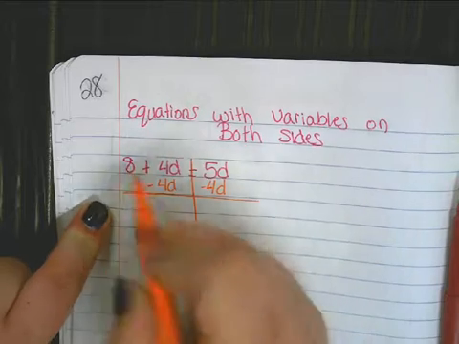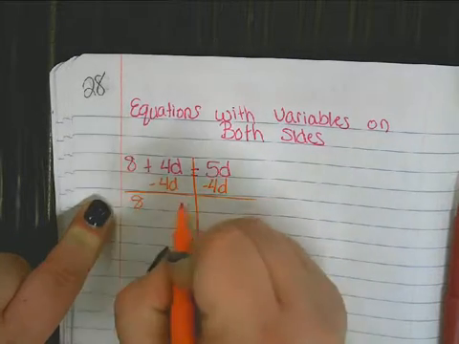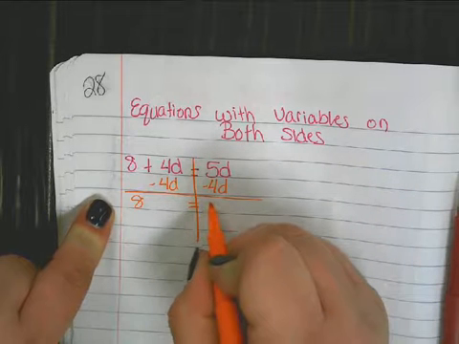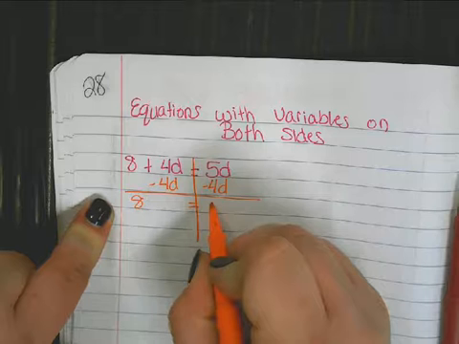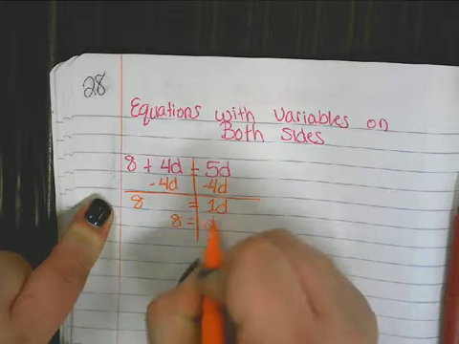Did I change my 8? No. That is equal to 5 minus 4, 1. So 8 is equal to 1d, or 8 is equal to d.